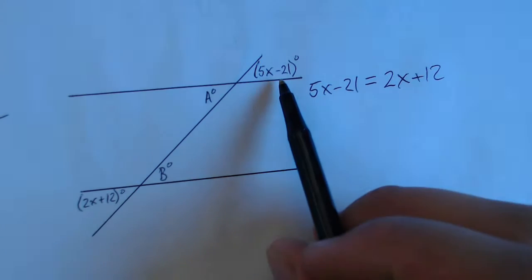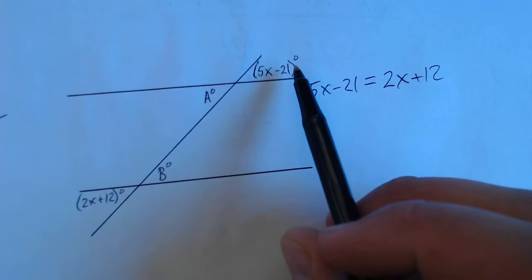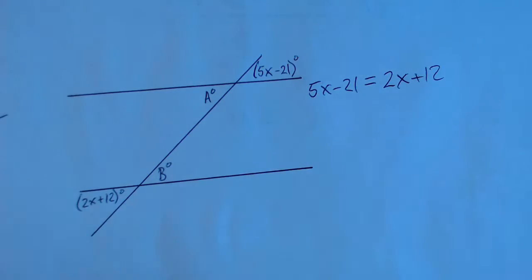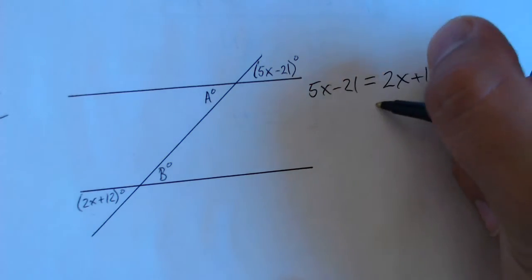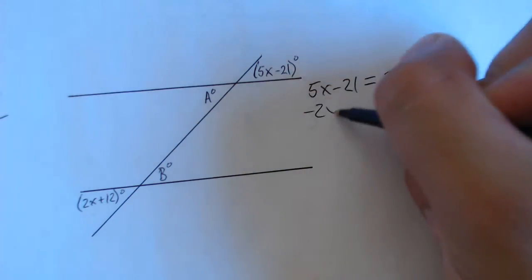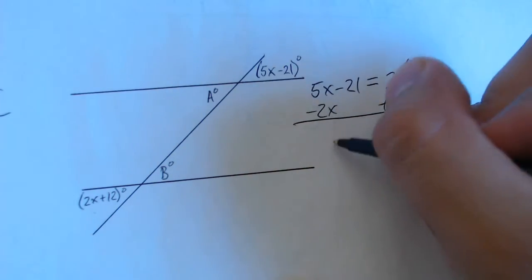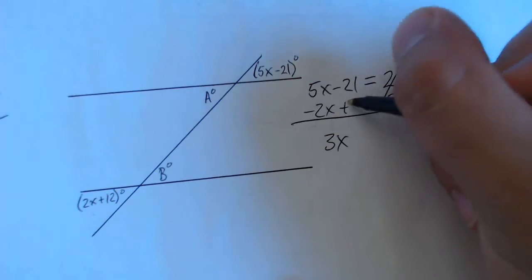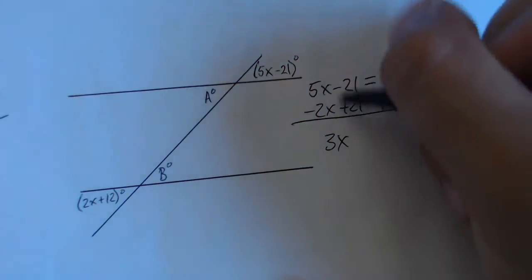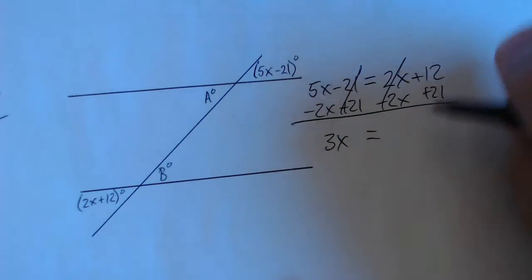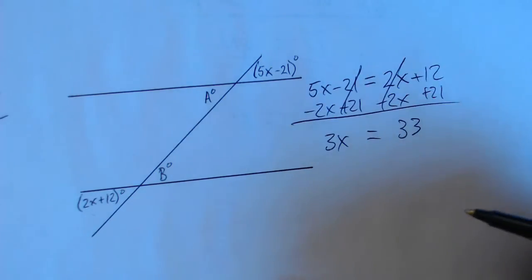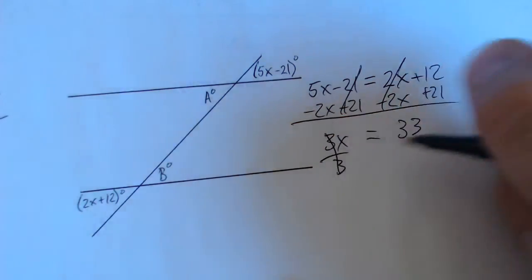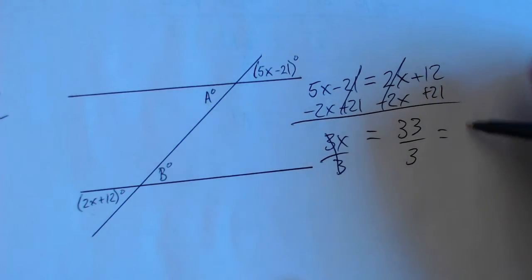If we can find x, we can plug it in to find these degrees, and once we find these degrees, then we know what a and b are. So we'll start by finding x. Let's move all the x's on one side. Those cancel, that becomes 3x. We want to move this 21 over to the other side, so we'll add 21 to each side. That cancels. 12 and 21 give us 33. 3x equals 33 is pretty simple. That's going to equal 11.